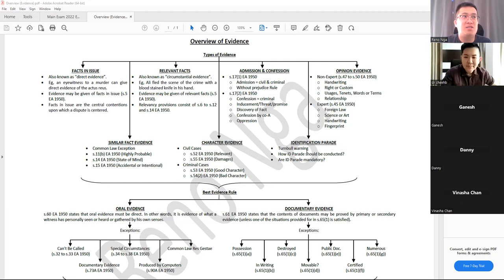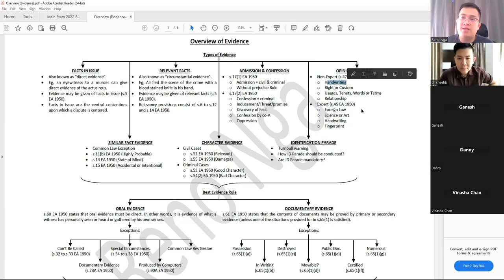But please take note that this opinion evidence can go to non-expert and expert. What does it mean? Expert means whatever area involved, such as law, science and art, handwriting, fingerprint. All this we call expert opinion. Non-expert, on the other hand, you can see number one also includes handwriting. This handwriting can be your wife, your friend, or your sibling who can recognize your handwriting. They are not experts, so we call it non-expert.